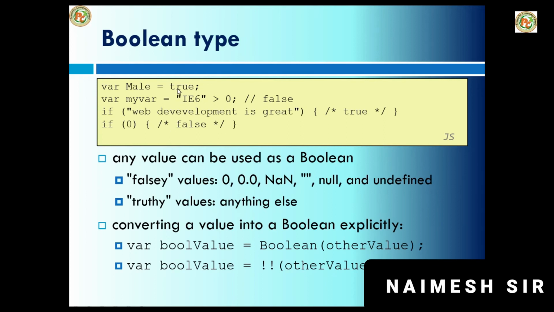Boolean means true or false, or yes or no. For example, here male is equal to true, that means the default value of male will be true, but the second value will be false. Okay, so it is called Boolean type. It may be true or it may be false, right?